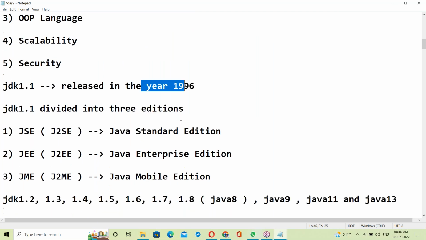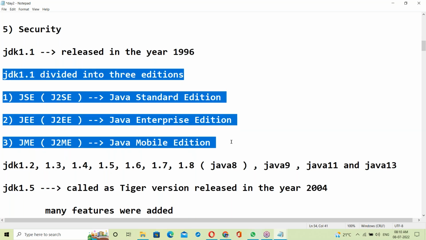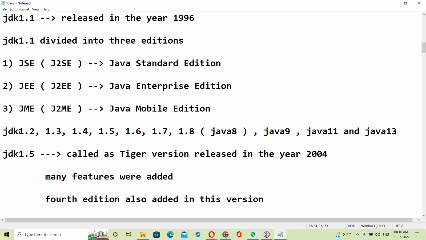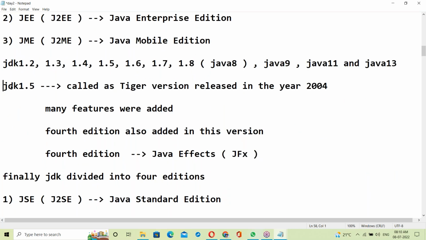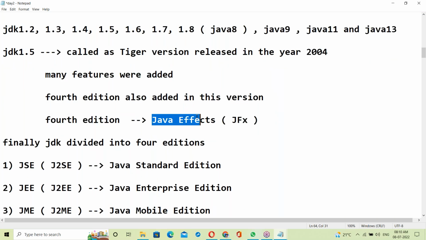In the year 1996, in JDK 1.1, the JDK was divided into 3 editions. Later, different versions like JDK 1.2 and 1.3 were released. JDK 1.5 had major changes; it is the main important version, codenamed Tiger, released in the year 2004. Many features were added, and Java FX was also added in this version.